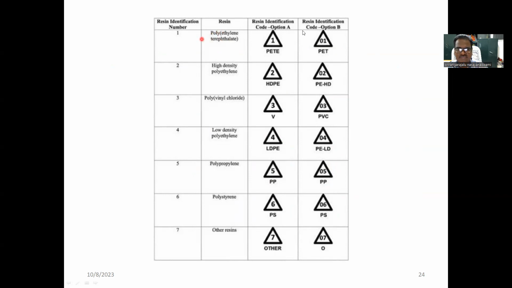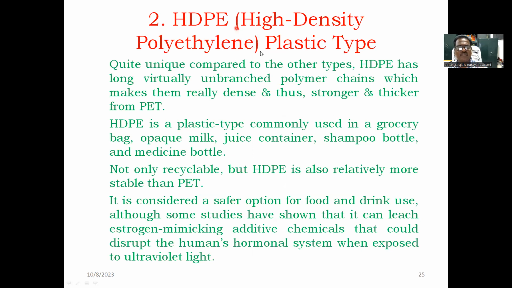Polyethylene, different types of resins: polyethylene terephthalate, high density polyethylene, polyvinyl chloride, low density polyethylene, polypropylene, polystyrene, and other resins. Their symbol codes, option A symbols and option B symbols, are given here. High density polyethylene plastic type is quite unique compared to the other types, as it has a virtually unbranched polymer chain, which makes it really dense, stronger and thicker than PET.